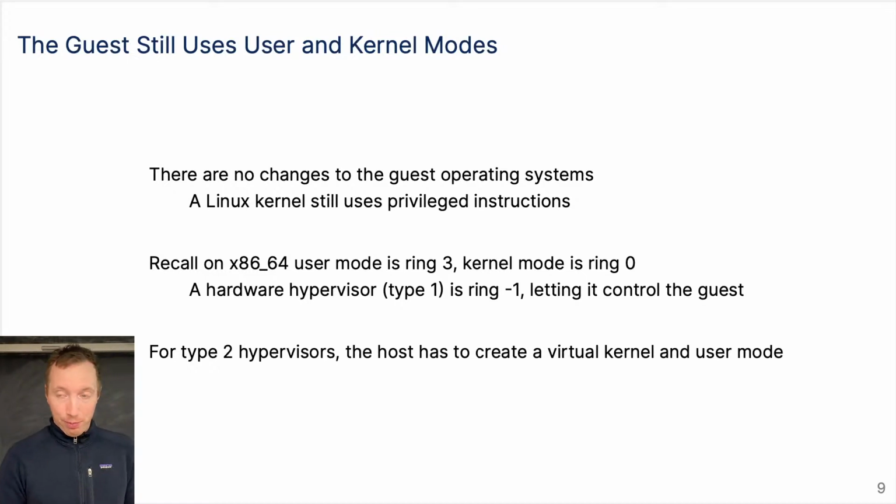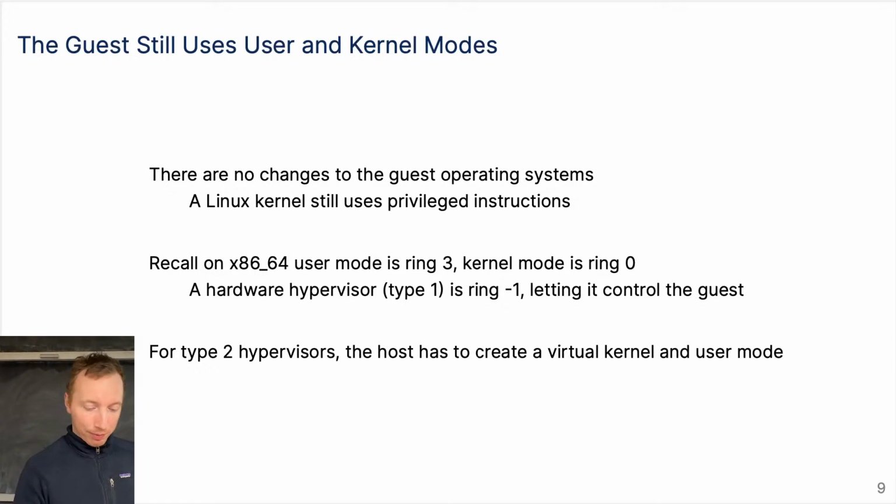So remember on x86, everything in user mode is running in ring 3, which were the names of the modes, and then kernel mode was ring 0. So you are essentially running your guest in mode 3 only, and it's going to make use of instructions that happen in mode 0 because it thinks it's the kernel. So if you're doing a type 2 hypervisor, you have to do some tricks. If you're doing a type 1 hypervisor, this is supported for you.